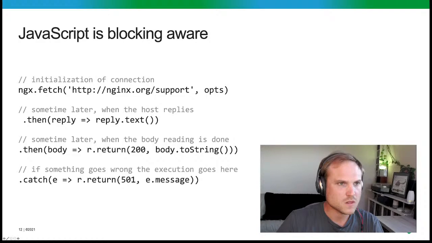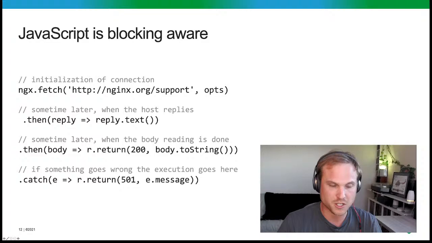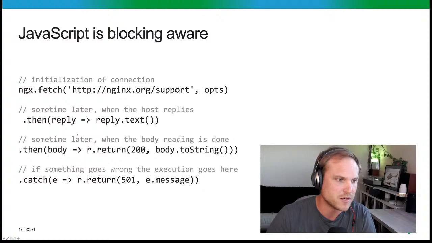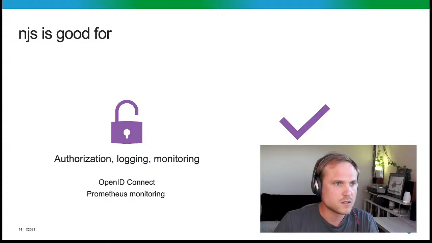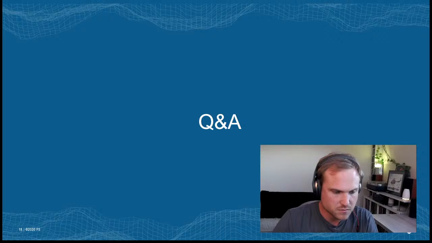Right, so yeah, JavaScript is blocking aware. This is quite important when it comes to how NGINX works with this non-blocking infrastructure. And we will do exactly this example here with this fetch in the second part of this live stream. And we do a really hands-on demo using an NGINX fetch in a JavaScript for stream. All right, yeah, so let's jump over all that and come to the demo part.